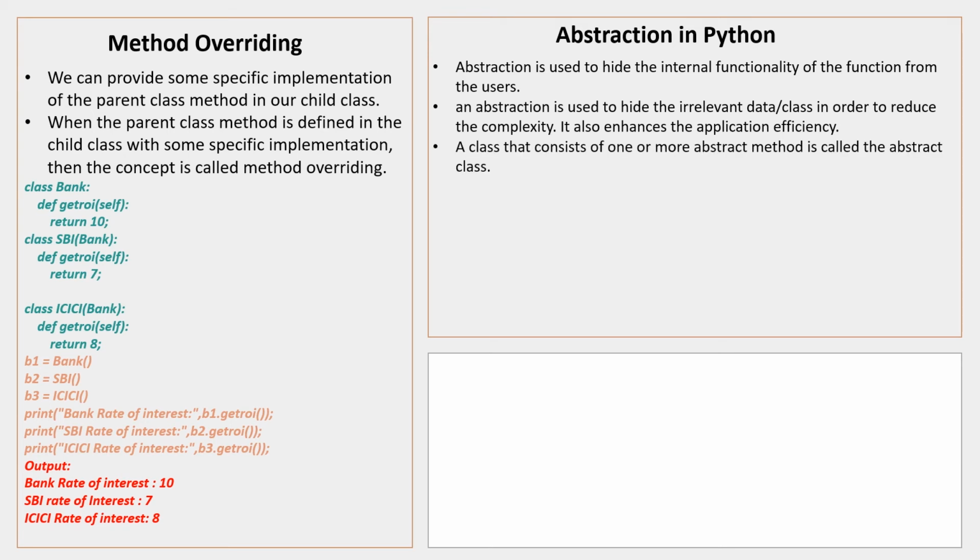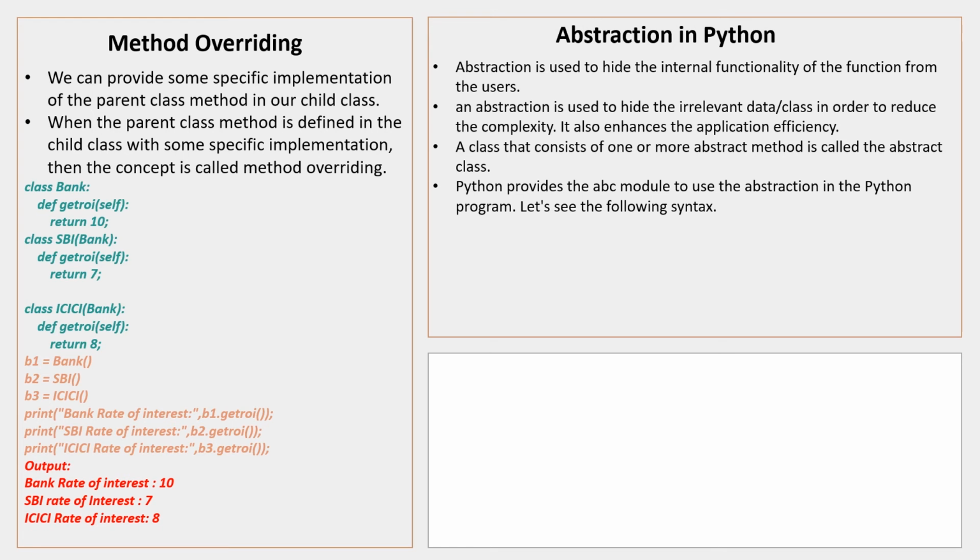A class that consists of one or more abstract methods is called an abstract class. So basically we hide the internal functionality of the function from the users. If any class consists of some abstract methods, at least one or more, then it's called an abstract class.